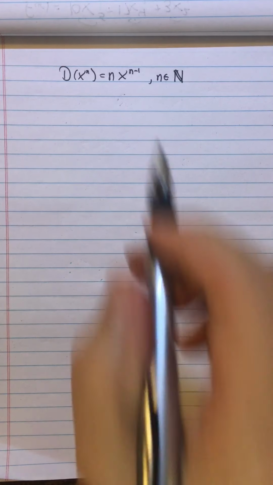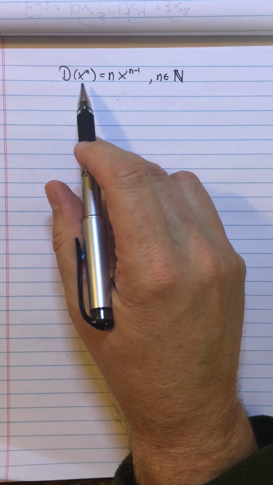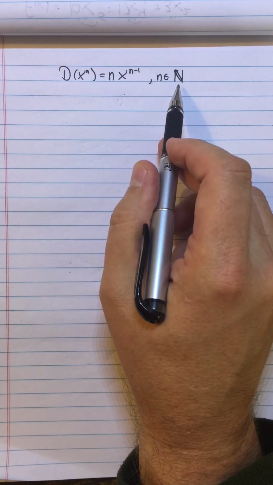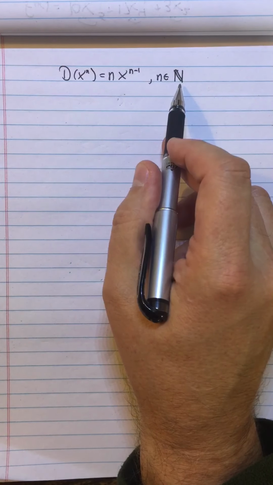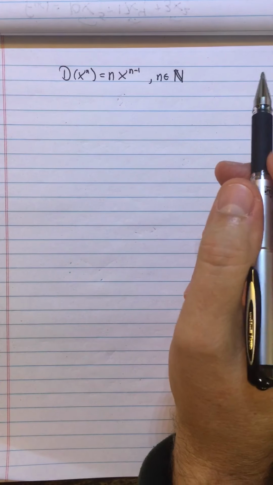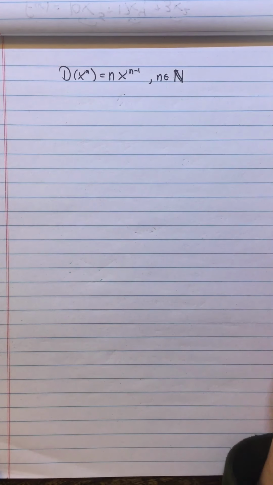All right, so we've seen how amazing it is that the derivative of x to the n is n x to the n minus 1 if n is a natural number, right? This says n is an element of the natural numbers. Remember, the natural numbers are 1, 2, 3, 4, 5. Positive integers. I guess we could just say that, positive integers.